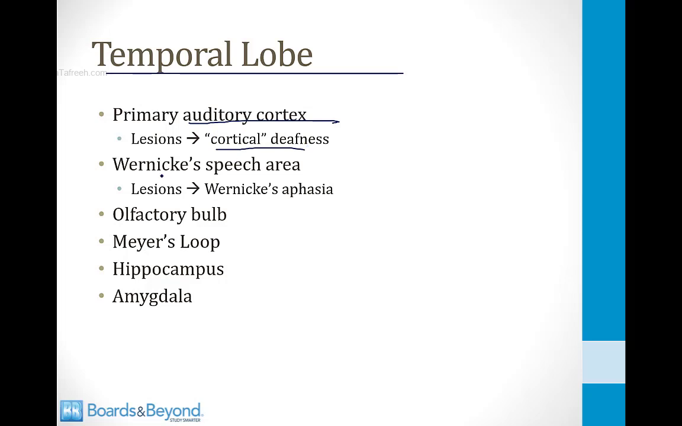The temporal lobe also contains Wernicke's speech area. We talked about this earlier. Lesions here lead to Wernicke's aphasia. And then finally, the temporal lobe contains the olfactory bulb, Meyer's loop, the hippocampus, and the amygdala. The hippocampus is part of the limbic system, which I talk about in another video, and we'll talk about these three parts of the temporal lobe now.